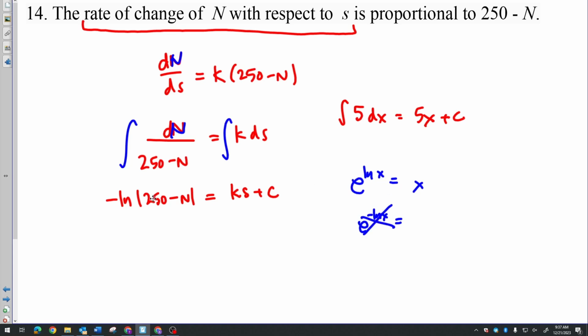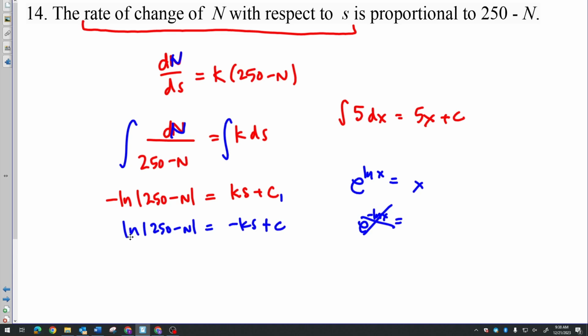So what you have to do is turn this to positive. This is an equation, so to turn this to positive, this just becomes ln of 250 minus n equals -ks minus c, right? But remember, this c is just some constant, so to say it's negative c or positive c, it doesn't matter. I'm just going to call this c1, a new constant. It's equivalent to the negative of c1. I'll just call it some new constant, so c is equal to -c1.